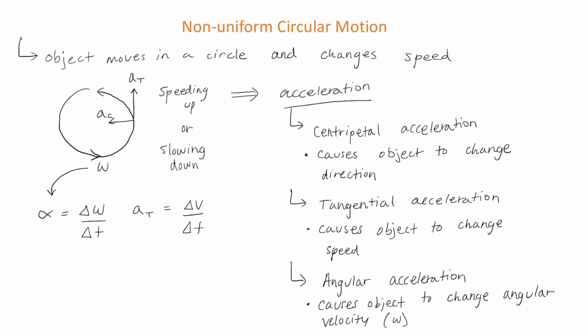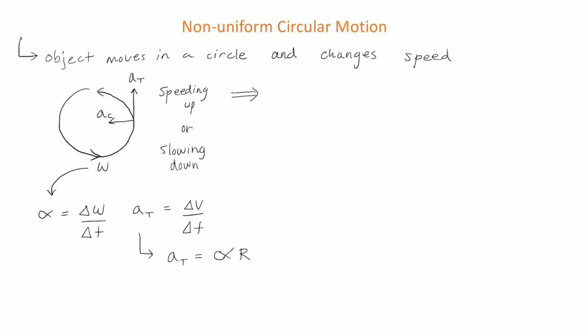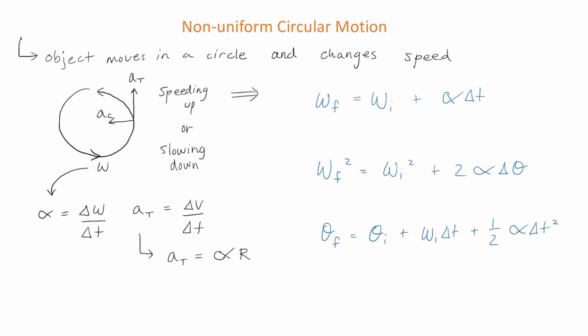And we can relate the tangential acceleration to the angular acceleration using this equation, which says that the tangential acceleration is equal to the angular acceleration times the radius of the circle. Now that is how you find the angular acceleration and the tangential acceleration, but what formulas do you need to solve non-uniform circular motion questions? Well, what's really cool about non-uniform circular motion is that the equations look very similar to the kinematic equations.